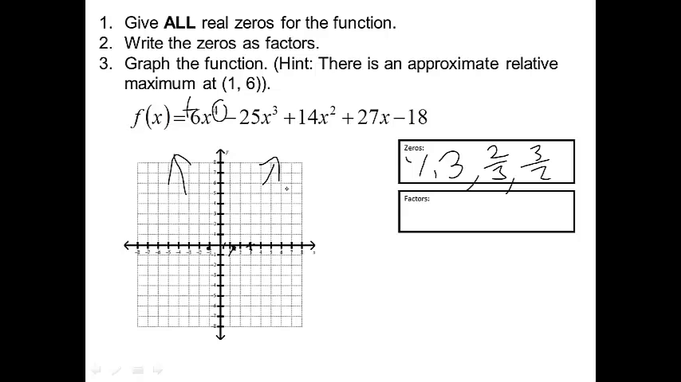And since I told you that there is a maximum at 1/6, I'm going to put a point there so I can hit it. Approximately right there, there's a maximum. So I'm going to go through here, hit that maximum, come back down here, go through here again, and that will be my graph. Okay.